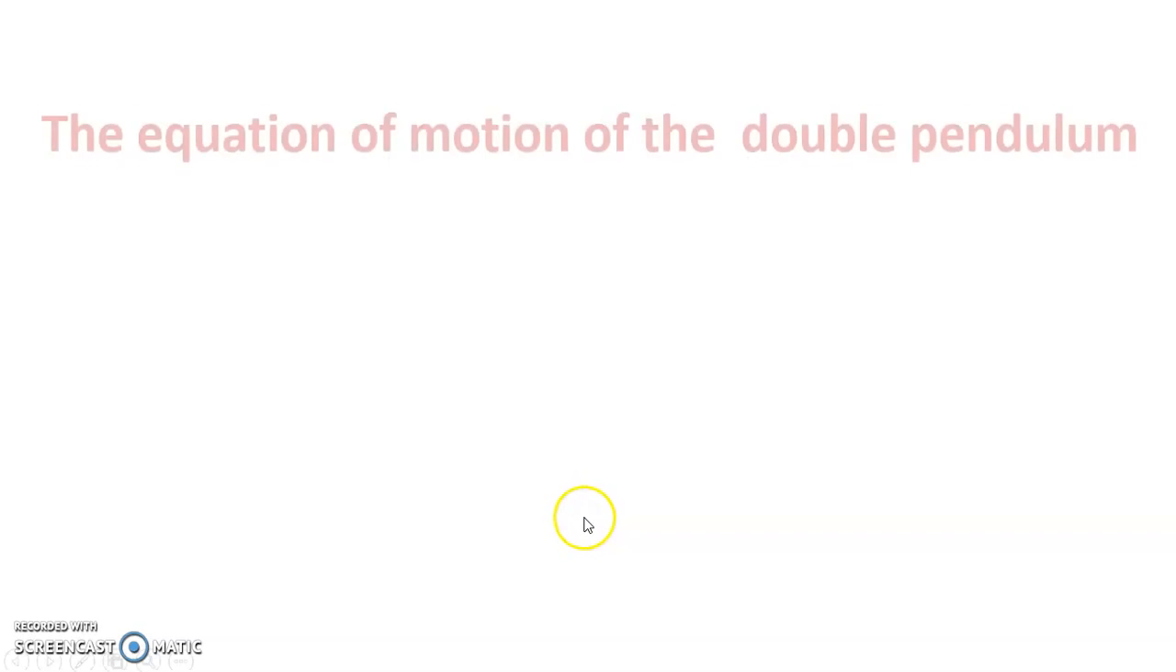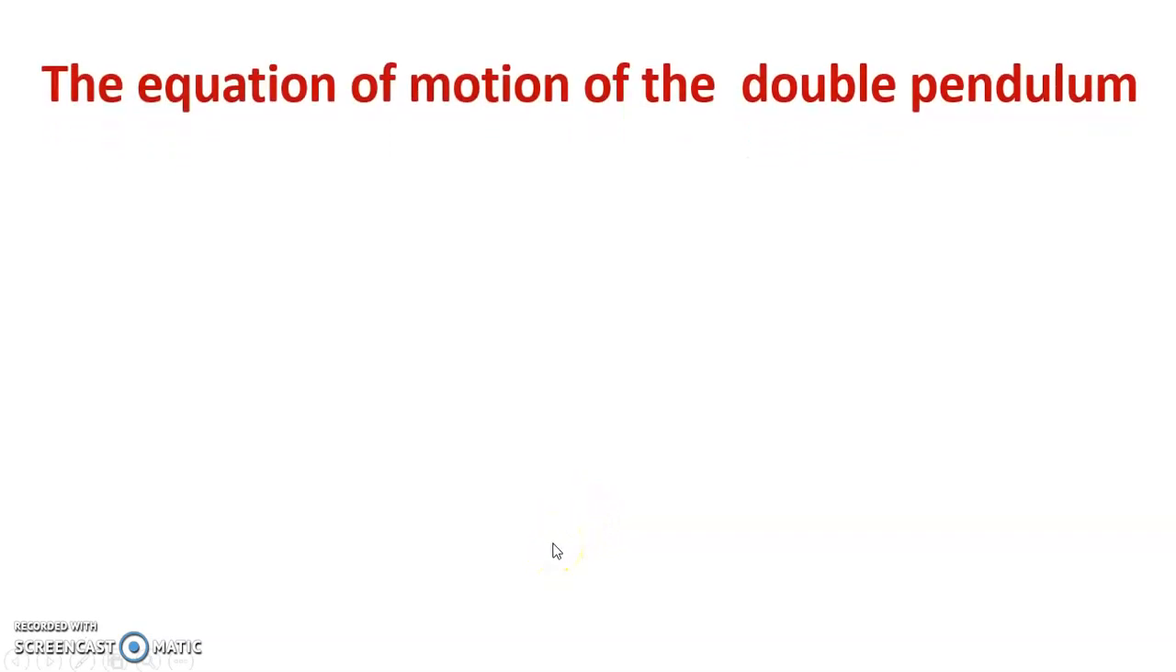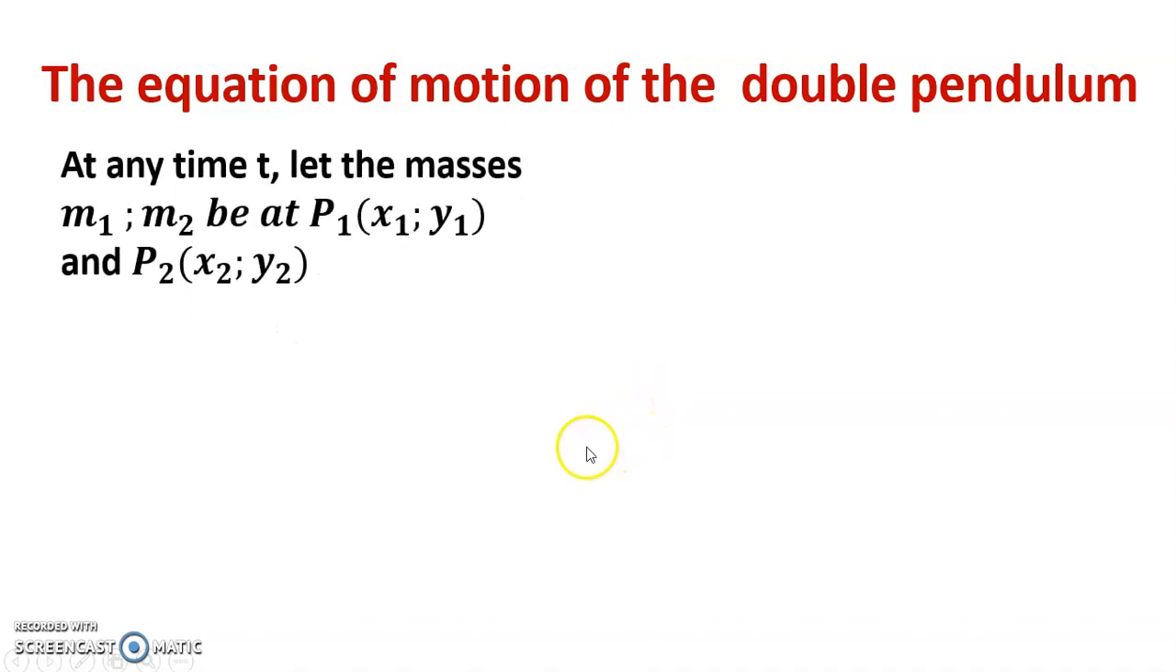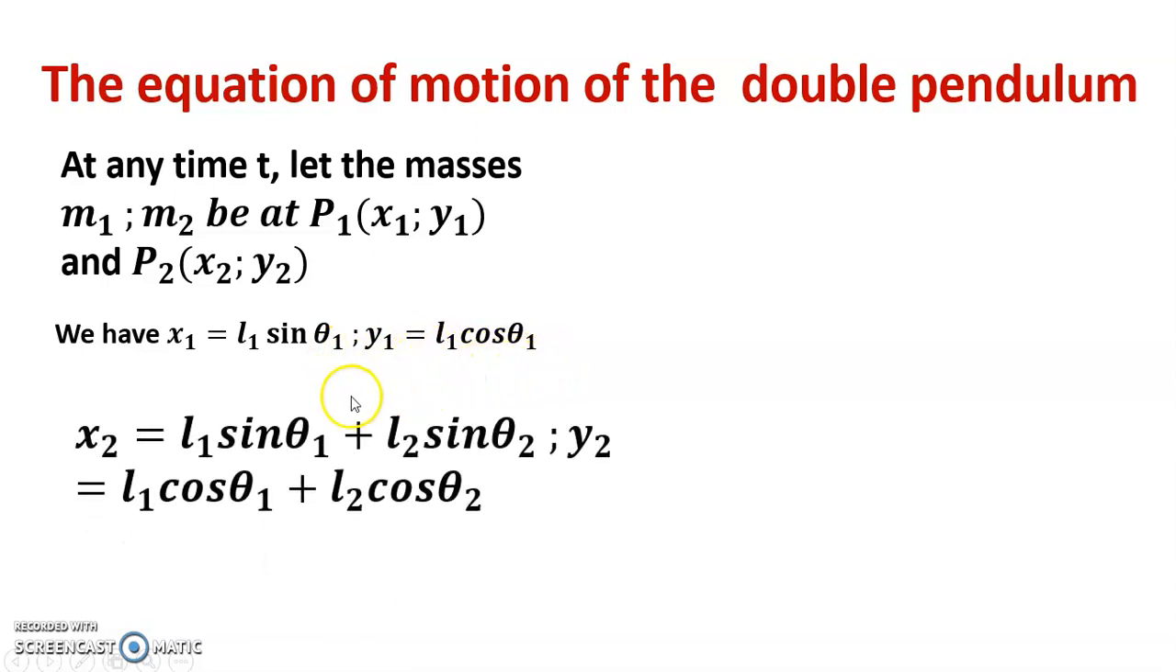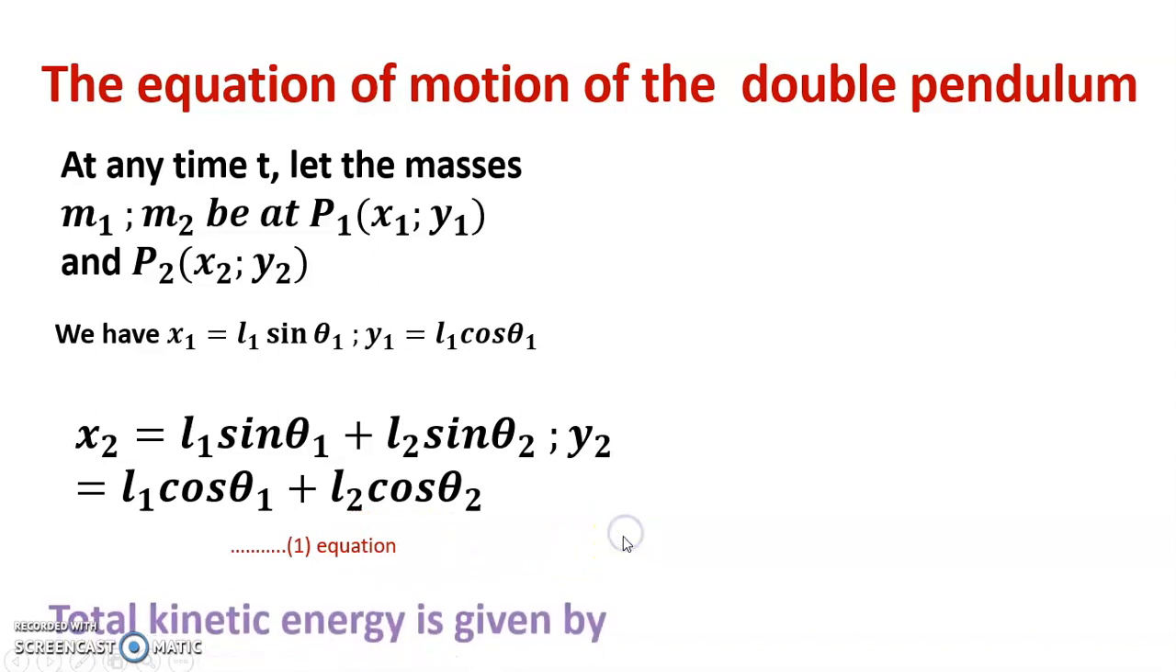Today's discussion is the double pendulum, the equation of motion of the double pendulum. At any time t, let the masses m1, m2 be at P1 (x1, y1) and P2 (x2, y2). We have x1 equal to L1 sin theta 1, y1 equal to L1 cos theta 1. So x2 is equal to L1 sin theta 1 plus L2 sin theta 2, and y2 is equal to L1 cos theta 1 plus L2 cos theta 2. And this is equation 1.